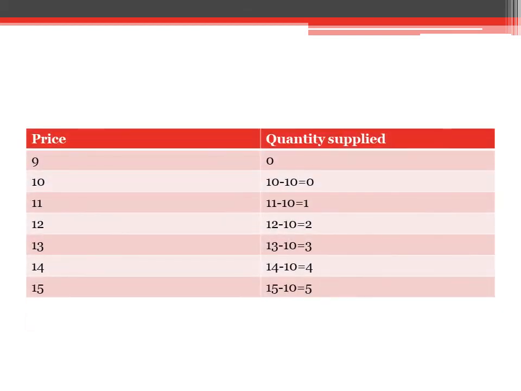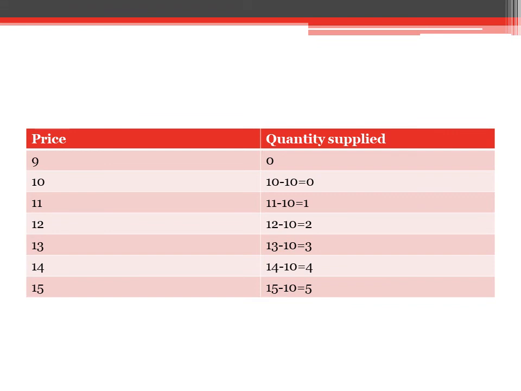So this is a table. When price increases as 10, 11, 12, 13, 14, 15, the supply increases as 0, 1, 2, 3, 4, 5. So it shows a positive relation between price and supply. Just as an imagination, when price is 9, the quantity supplied is 0. When price is 10, the quantity supplied is 0. And when price increases to 11, then supply will be 1.